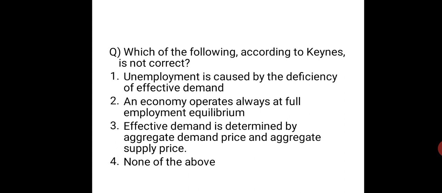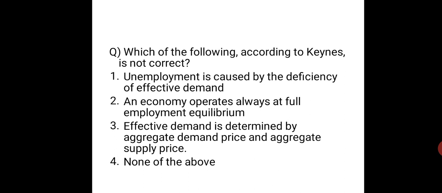Second, the economy operates at full employment. No, according to Keynes, there has always been some amount of unemployment, right? That is why the Great Depression happened, right? So option 2 has to be the answer. Option 3 is also correct, because effective demand is where the interaction of aggregate demand and aggregate supply happens. That is the point where effective demand is established. So the answer has to be 2, where he did not believe in a full employment equilibrium.